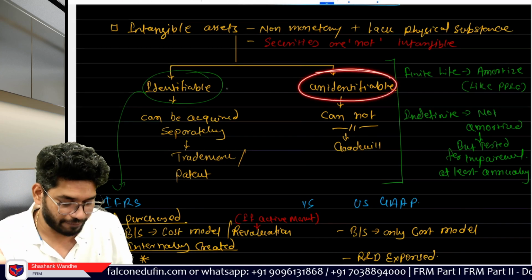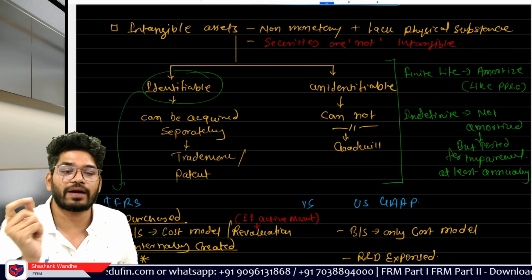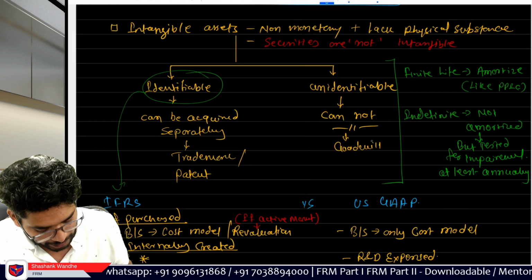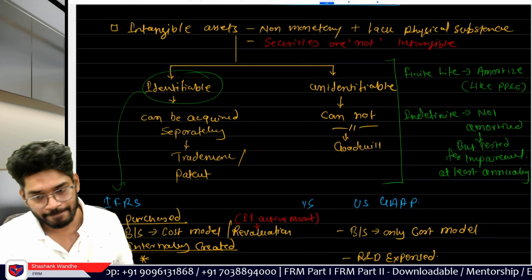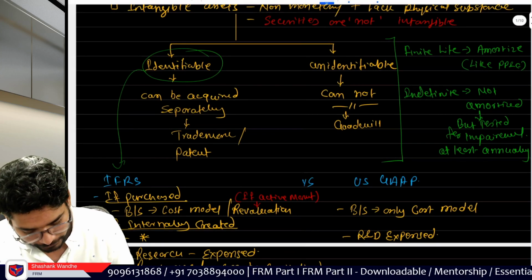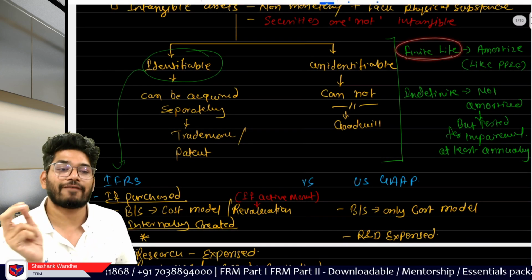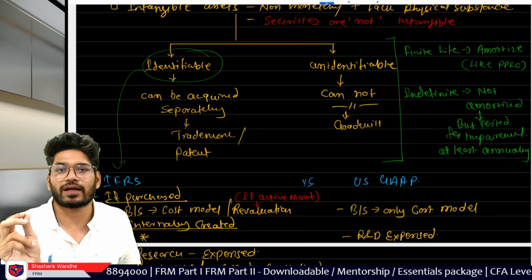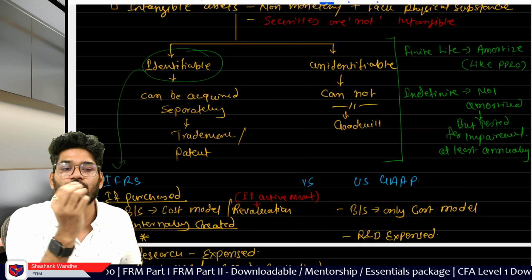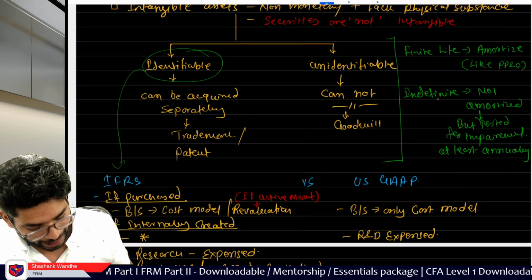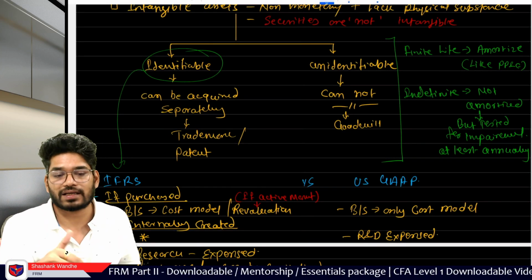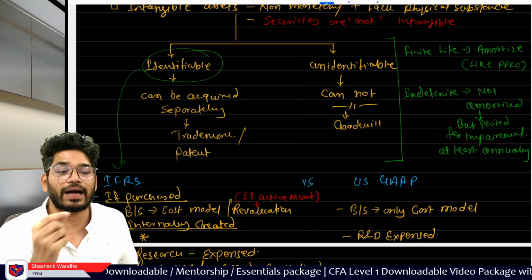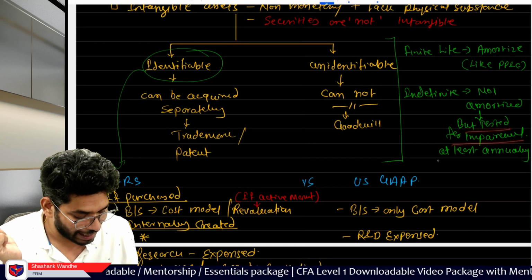Then we have the unidentifiable intangible assets. Unidentifiable intangible assets cannot be acquired separately. The best example for this category of asset is goodwill. Now, if these assets have a finite life, then we will amortize them, like property, plant, and equipment. Instead of depreciation, we use the word amortization here. And if the asset has an indefinite life, for example goodwill, then there is no amortization. We won't amortize these assets, but they must be tested for impairment at least annually.